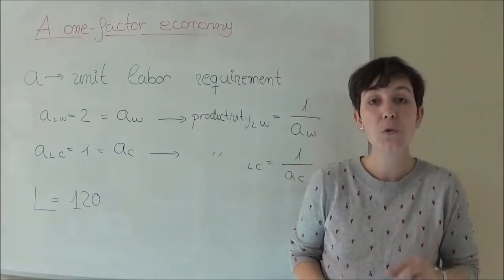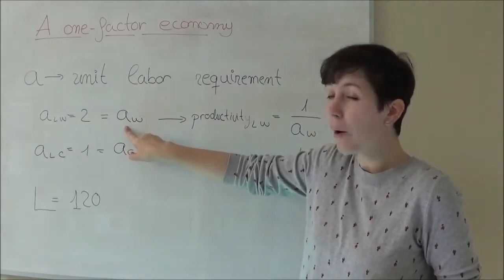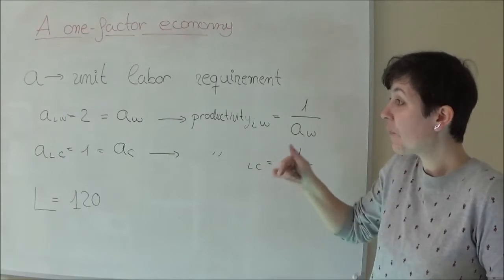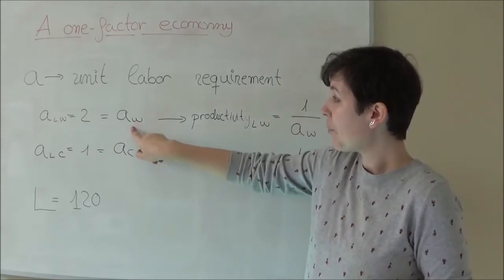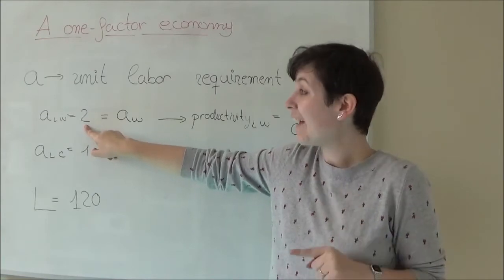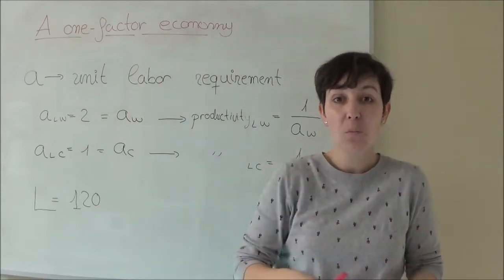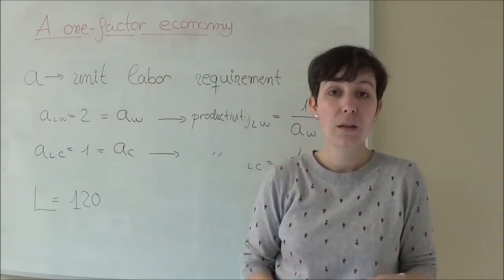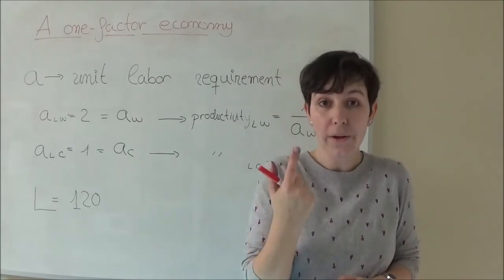But before, I want to show you something interesting. That is the fact that the inverse of the unit labor requirement in the case of any sector is going to be the productivity of labor in that sector. Remember, this is the number of workers that you need for 1 unit of production. The higher this value is, the lower the productivity of labor in that sector. It's like you need more workers just to produce 1 unit, no? The higher the unit labor requirement, the more workers you need to produce 1 unit.